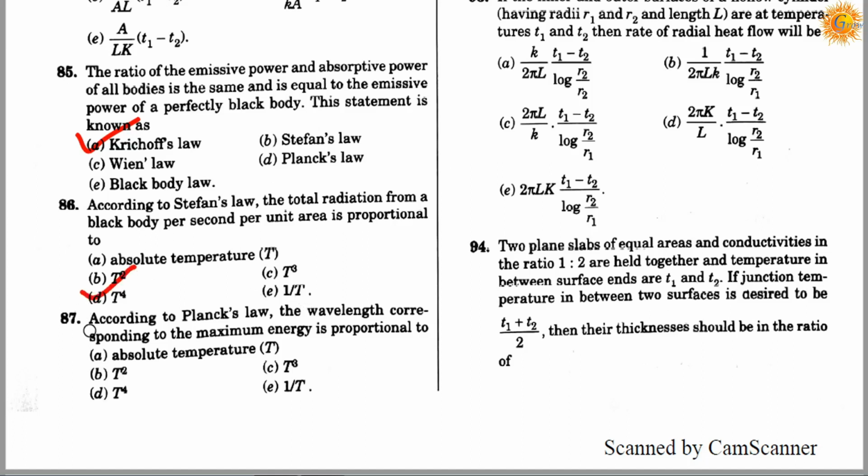Question number 87. According to Planck's law, the wavelength corresponding to the maximum energy is proportional to: option A, absolute temperature T; option B, T square; option C, T cube; option D, T4; option E, 1 upon T. Correct answer is E, it will be 1 upon T.